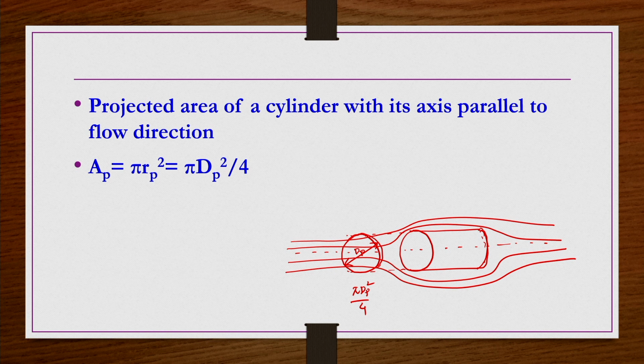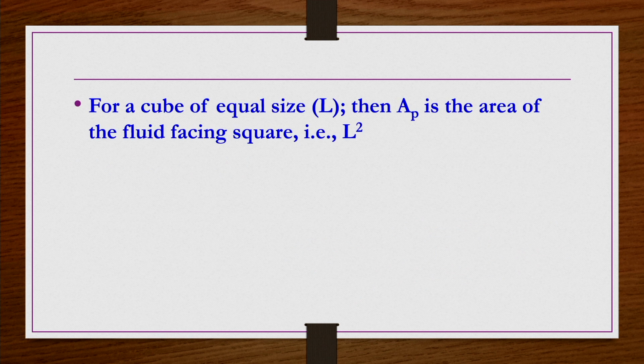So, this is how one has to discuss this projected area. Now, let us say you take a cube of equal size, a cube like this. I am drawing a two-dimensional cube here. If you draw it three-dimensional, it is something like this. Now the size is L, it is an equal size cube, so all sides are equal to L.